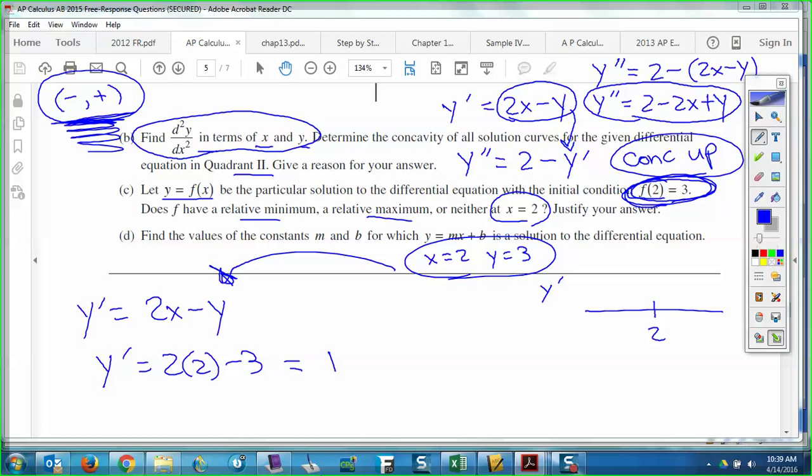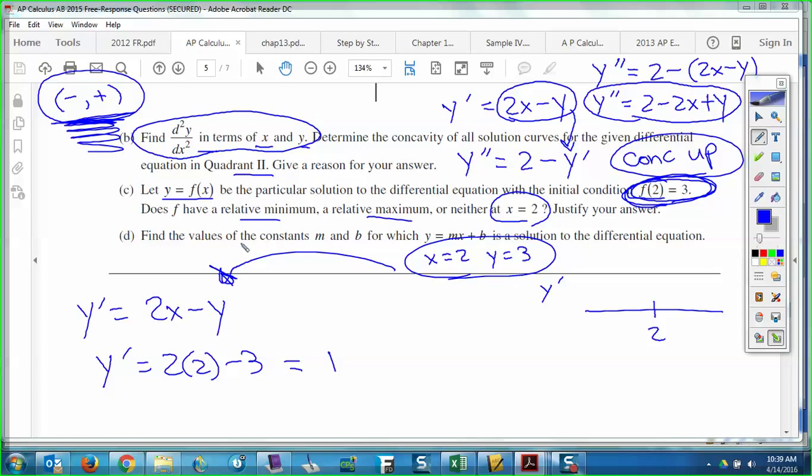So is there a local min or local max there? Can't be, because the slope's not 0. That's what I was showing the other way I did it, but maybe this is just easier. Take the point they gave us, 2, 3, because they said at x equals 2. Plug that into y prime, and we get a slope of 1. So there can't be a local min or local max. So it's neither, and that's our justification, because the slope is 1.